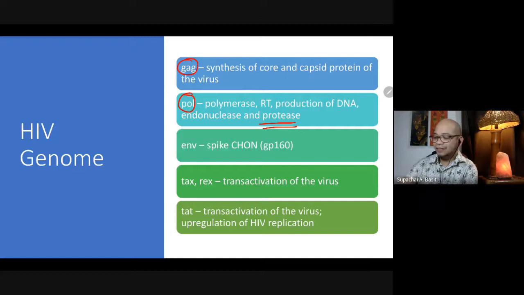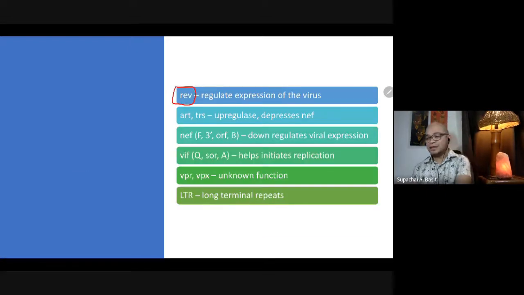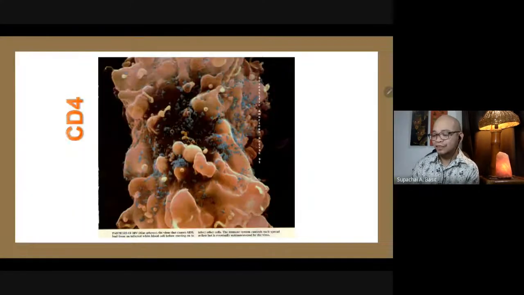Okay. So for example, REV regulates the expression of the virus. TAT and TRAs upregulate it, and NEF is the one that suppresses it. NEF, negative early factor, downregulates the viral expression. The VIF will help initiate the replication. Okay, so these are some of the genes that can be found in the genome of the HIV.